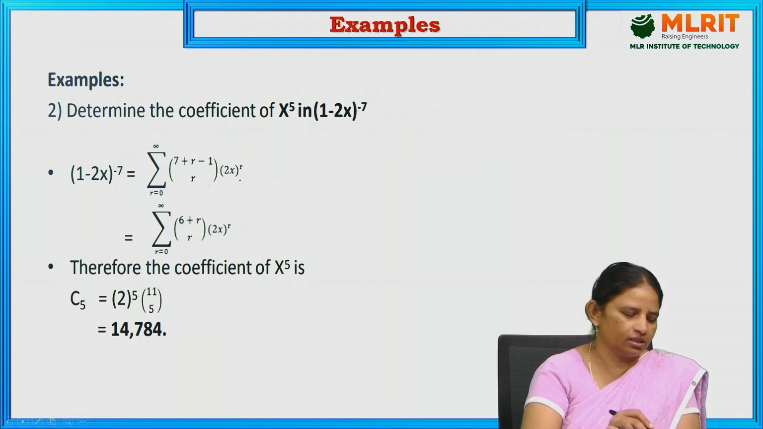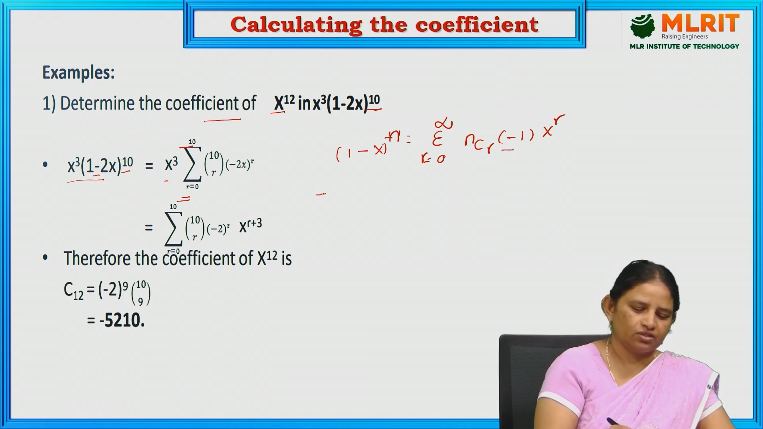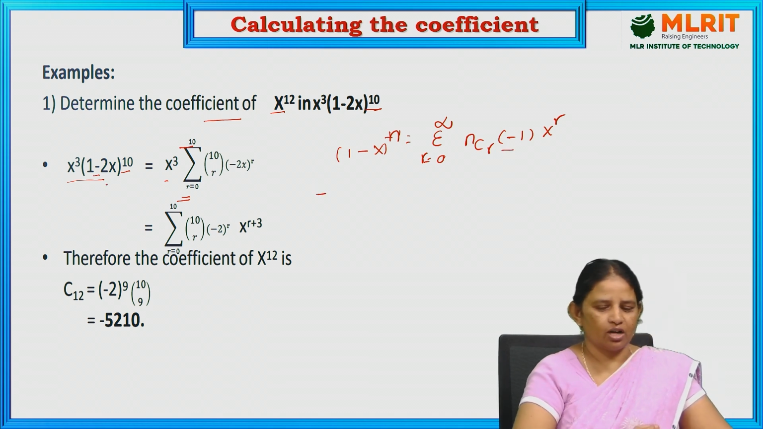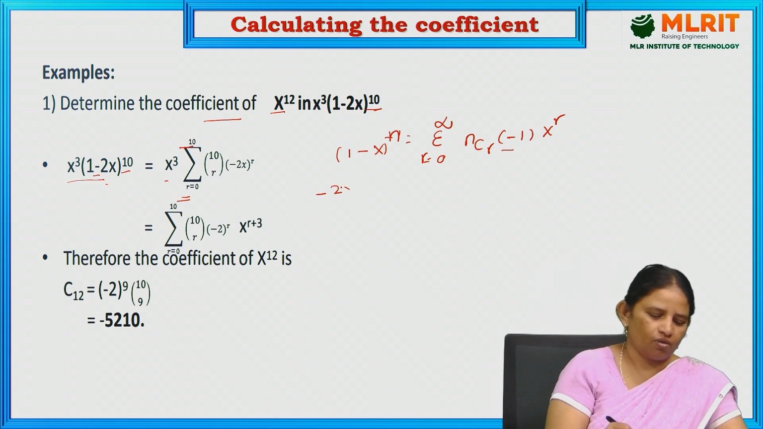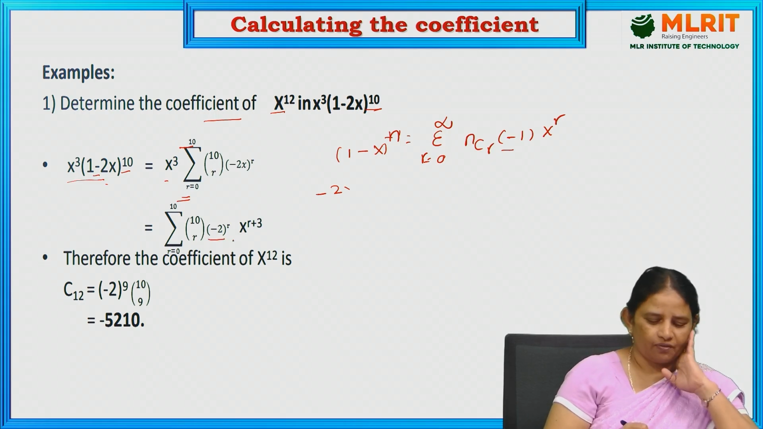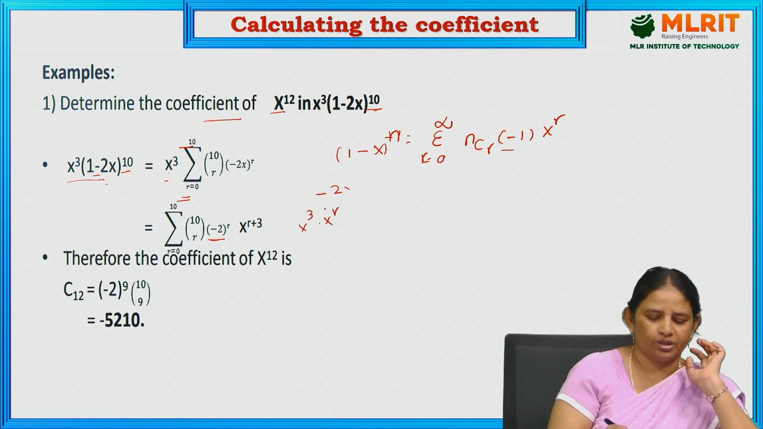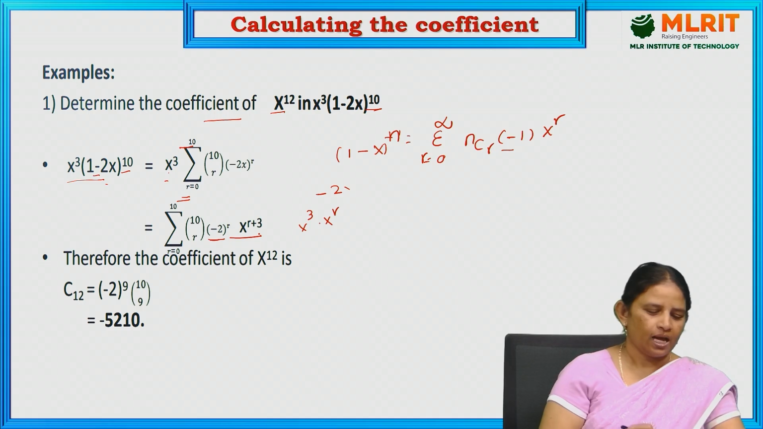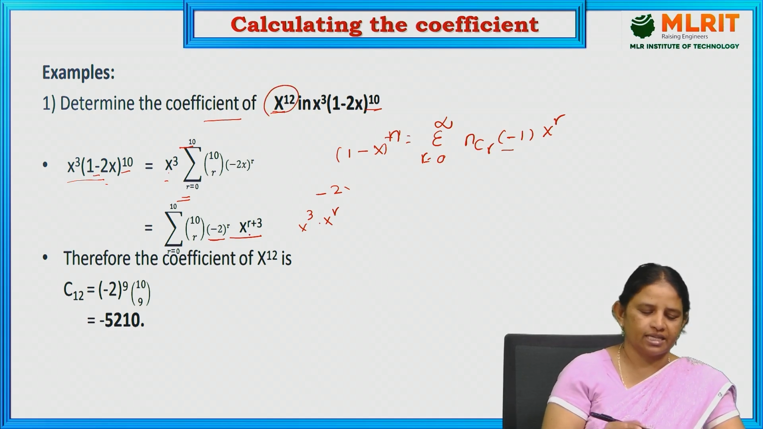Then after that, the minus 1 only, (-2x)^r. Sigma r equal to 0 to infinity 10Cr. So, we need to separate the powers: (-2)^r, and here it is x^r. x^3 into x^r means x^(r+3). So, to get x^12, which value do we have to substitute? Already 3 is there, so you substitute 9. Then we will get x^12.